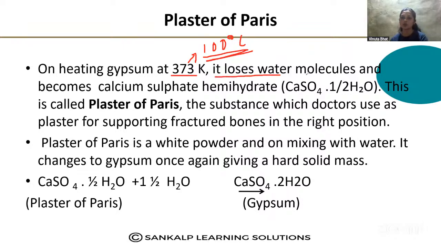It loses the water molecules. When we heat the gypsum, it becomes calcium sulfate hemihydrate, that is CaSO4 half H2O. Okay, so this is called plaster of Paris. What is the chemical name of the plaster of Paris? They ask this in the MCQ also. What is the chemical name of the plaster of Paris? That is calcium sulfate hemihydrate.